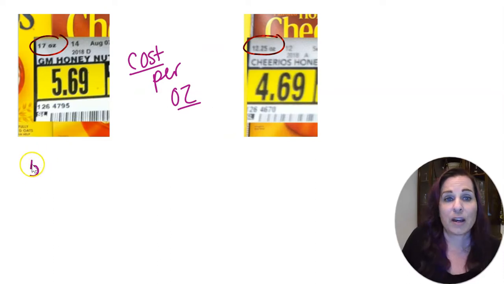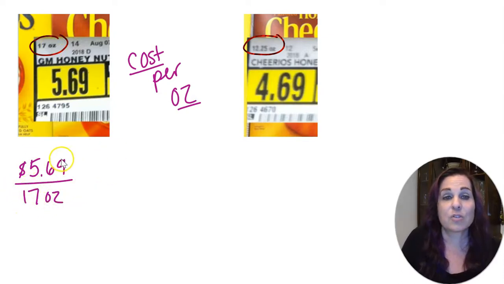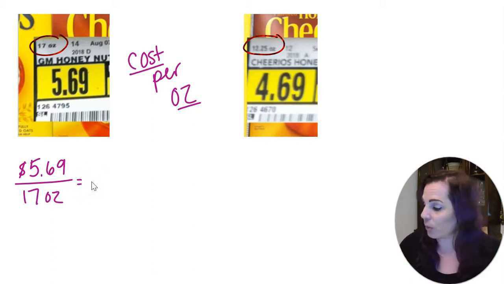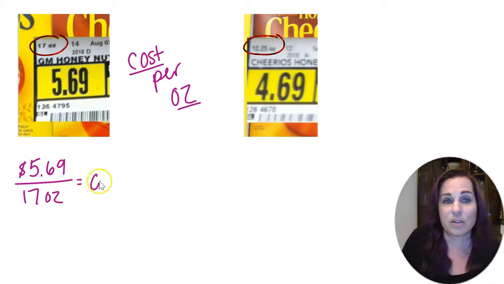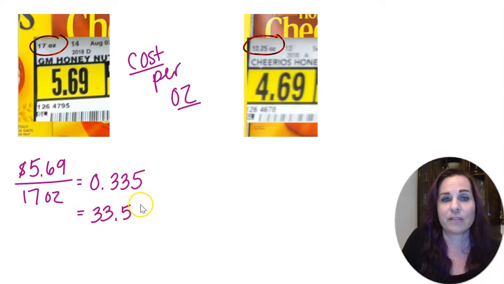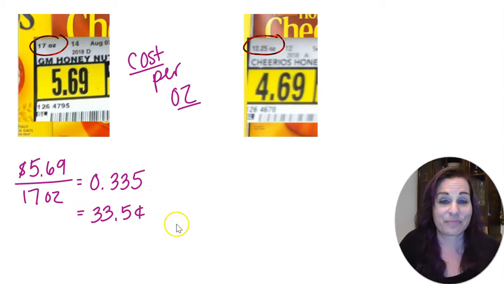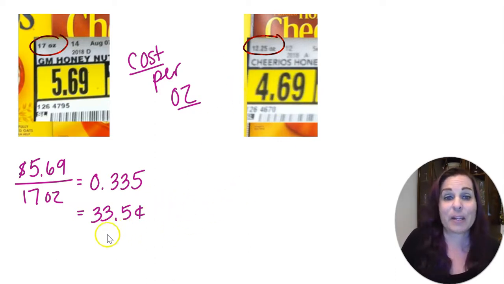So we have $5.69, right? That's the cost per 17 ounces. So that means we have to do 5.69 divided by 17. When you do that, you're going to get 0.335. So that is 33.5 cents, right? That would be per ounce.